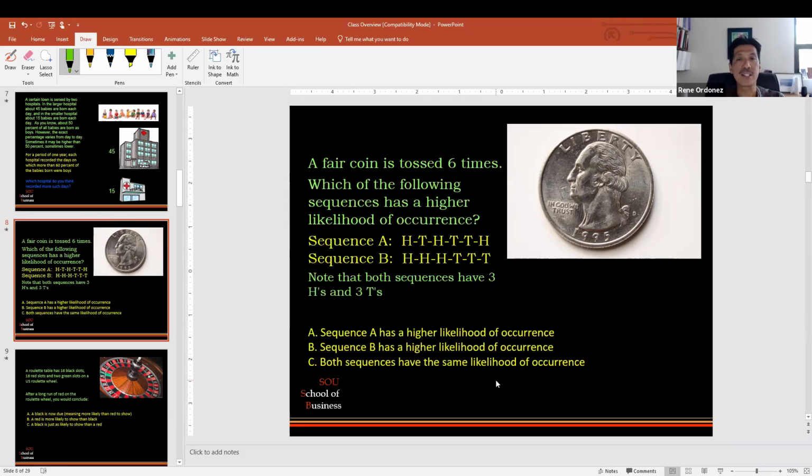A fair coin is tossed 6 times. Which of the following sequences has a higher likelihood of occurrence? Sequence A or sequence B? And it says, note that both sequences have 3 H's and 3 T's, except that sequence A appears to be more random, quote unquote, and sequence B appears to have a pattern. What is the answer? A, B, or C?